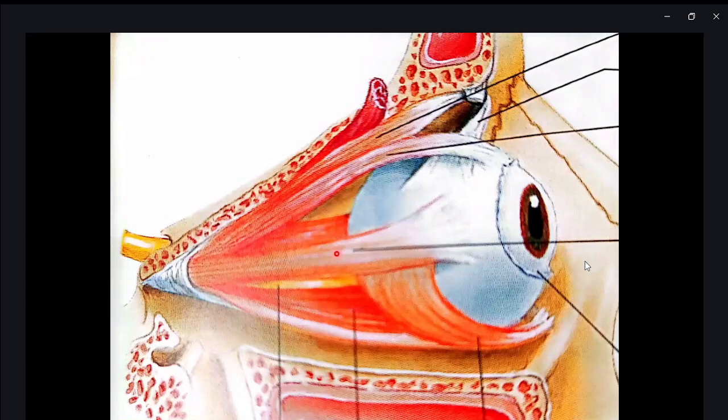The medial rectus of the opposite eye is also stimulated, and the lateral rectus of the opposite eye is inhibited, so that the two eyes can change and face each other. If there's a problem with that, then you end up with strabismus. Superior recti elevate the eyeball, inferior rectus depresses the eyeball, and then the obliques, I talked about.